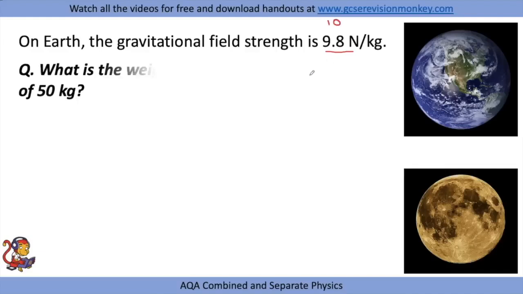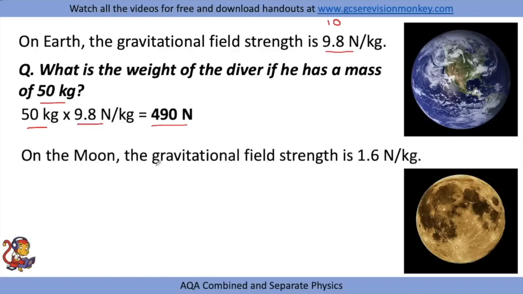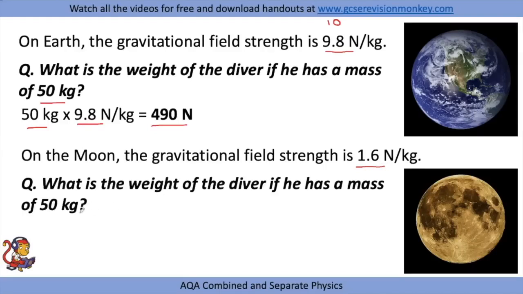What is the weight of the diver if he has a mass of 50 kilograms? Well, weight is mass times gravitational field strength. So if we do the mass times 9.8, we'll get a weight of 490 newtons. Let's look at an example if this diver was on the moon. On the moon, the gravitational field strength is just 1.6 newtons per kilogram. What is the weight of the diver if he has a mass of 50 kilograms?